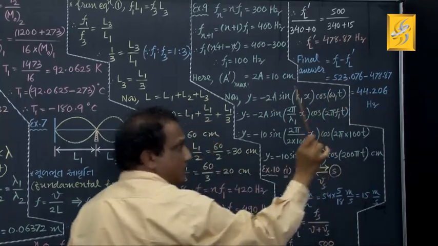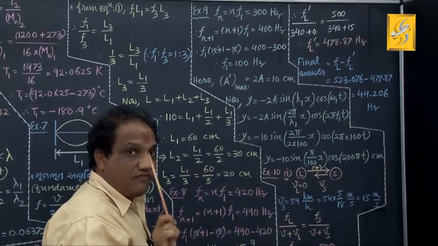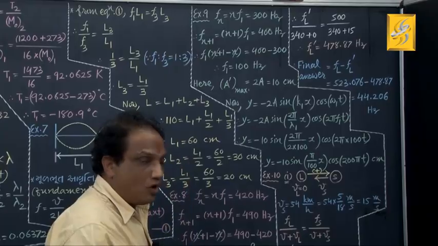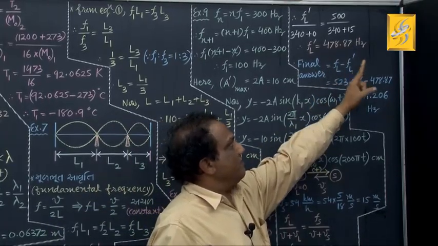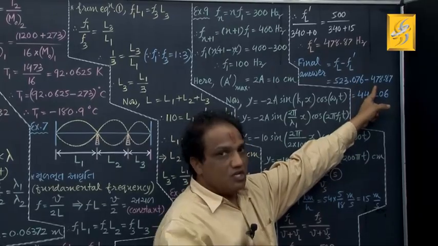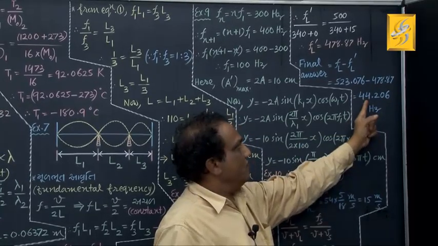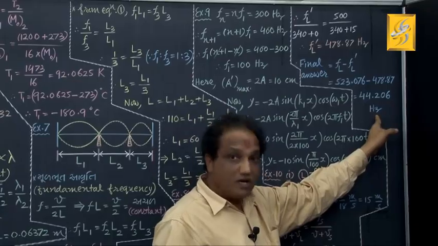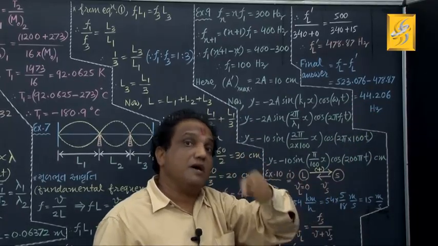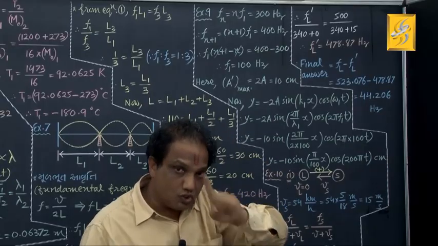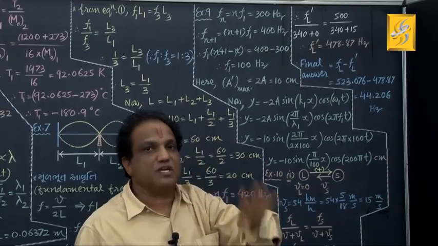You will get FL dash as 478.87 hertz. Now they have asked the difference in frequencies, that is greater minus smaller. The greater value is FL, the smaller value is FL dash. FL minus FL dash, take the subtraction, and you will get the final answer, 44.206 hertz. Here they have asked the difference, but in the examination they may ask the ratio also, so please read carefully what is actually asked in the question.